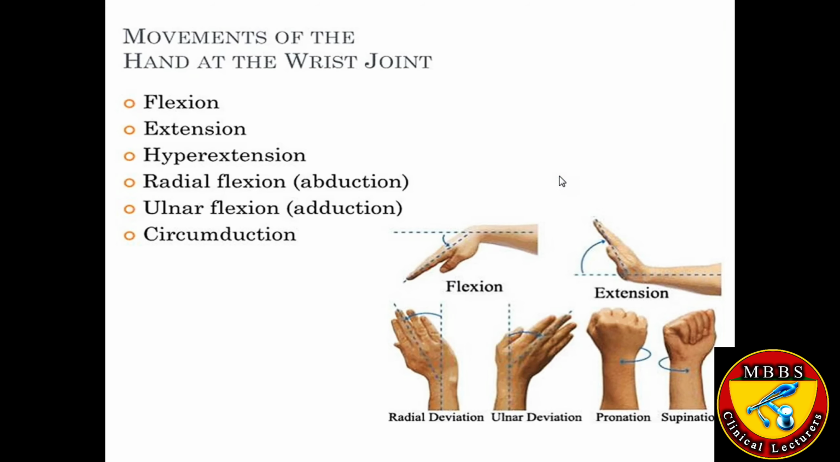Movements of the wrist joint, movements of the hand at the wrist joint. The movements which occur at the wrist joint, that's the flexion. You can see over here, the flexion, the extension, and the hyperextension goes beyond the extension side. Then the radial flexion, over here you can see the radial flexion or radial deviation, and that's the abduction. Ulnar flexion is the ulnar deviation. You can see that's the adduction, and that is the circumduction, a combination of the pronation and the supination. We can say that is the circumduction.